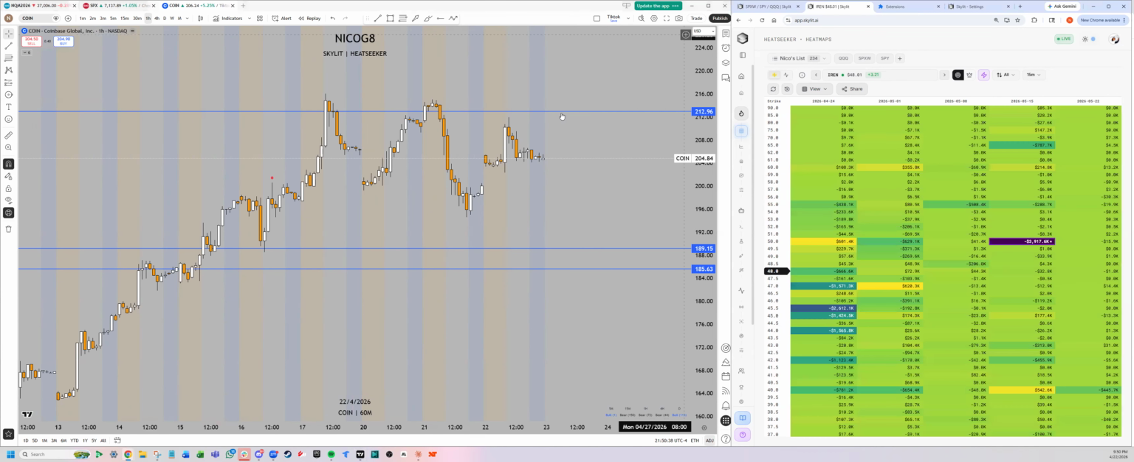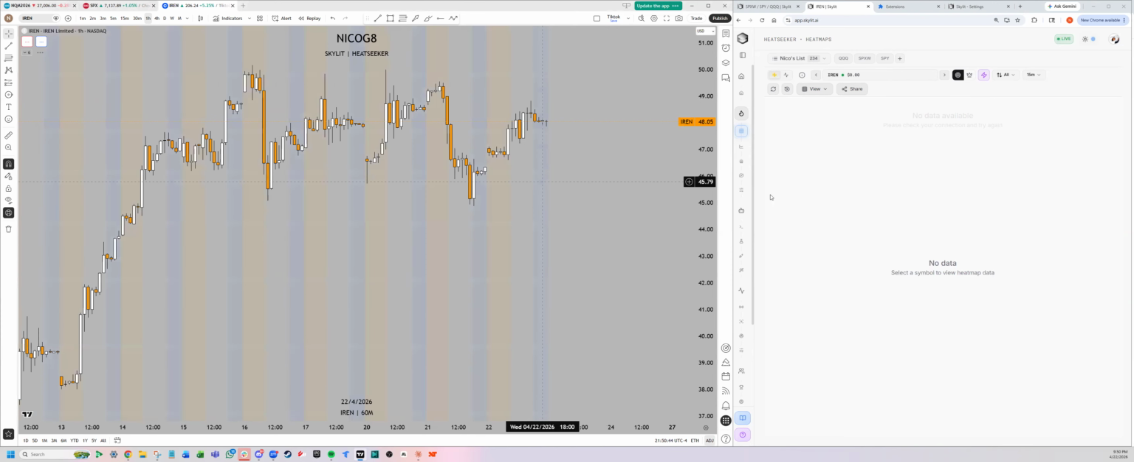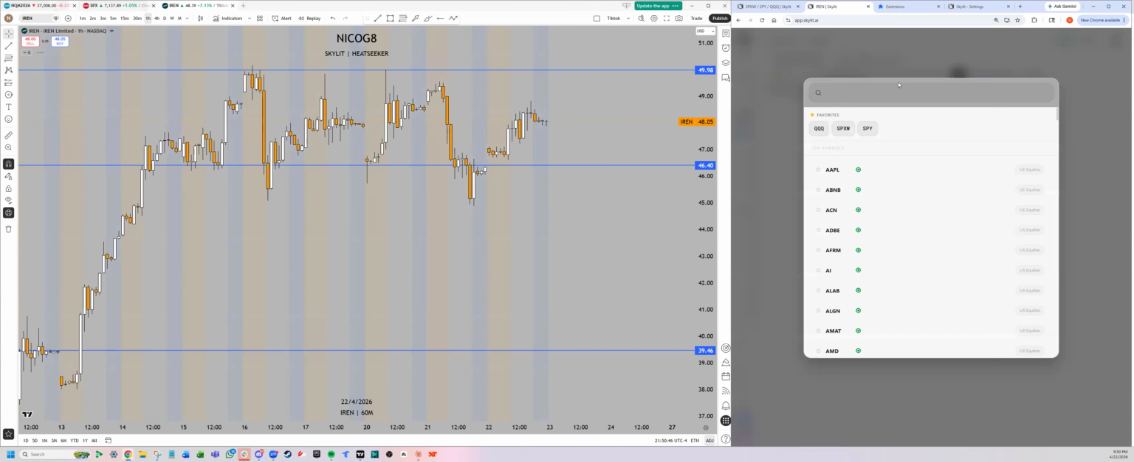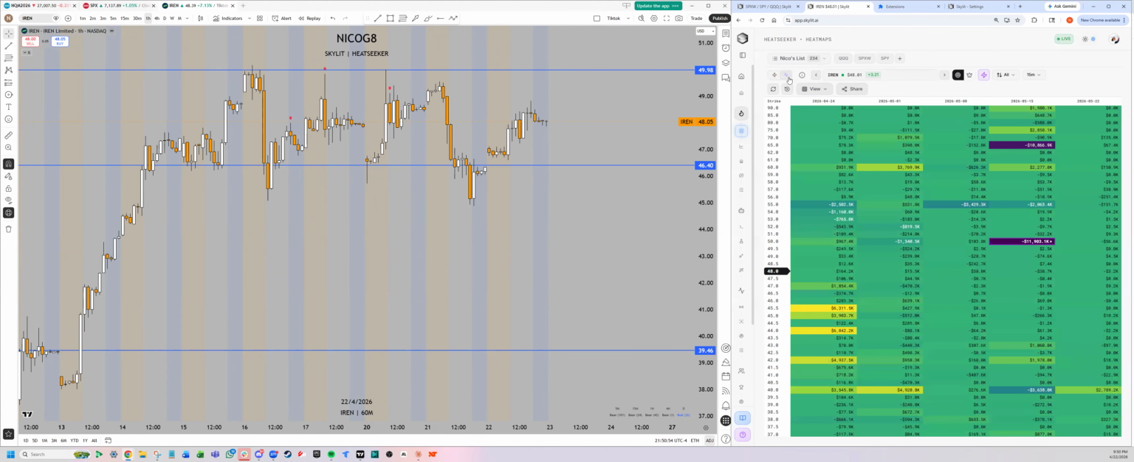Iran. Oh my goodness. What? Oh, there we go. Oh, this map is pretty ugly.